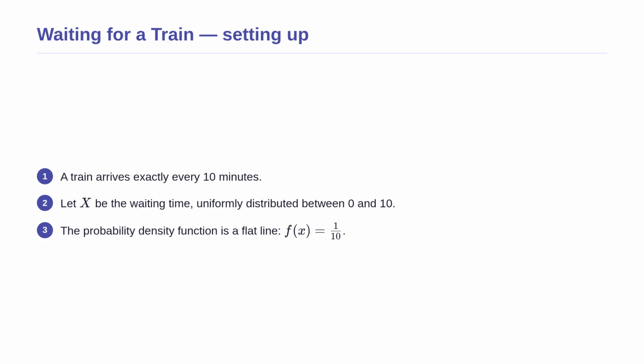A train arrives exactly every 10 minutes, and you walk into the station at a completely random time. Let x be your waiting time in minutes. What is the probability you wait between 2 and 5 minutes? Since you arrive at a random time, your wait is uniformly distributed between 0 and 10 minutes. The total area must be 1, so a rectangle with a width of 10 must have a constant height of 1 divided by 10. This flat line is our probability density function.